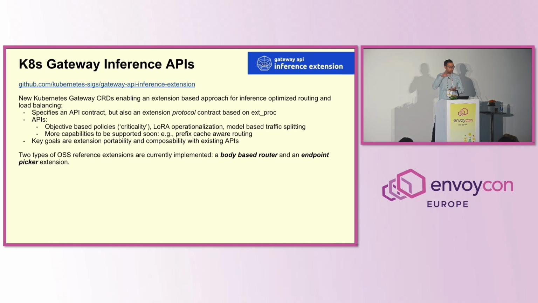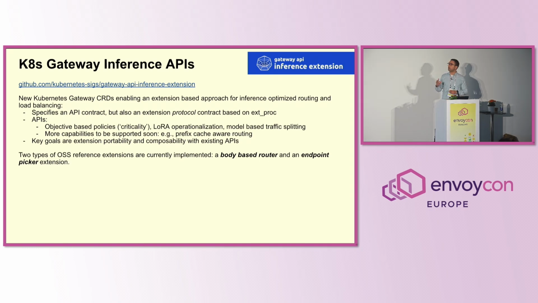And the APIs themselves, right, we have these objective-based policies currently around this notion of criticality, which is, do you have a critical, standard, or sheddable workload? There's also the ability to operationalize LoRA, which is a fine-tuning mechanism that allows the model server to dynamically load weights. And then there's also model-based traffic splitting as part of these APIs. And then we're also planning to introduce new capabilities soon, such as prefix cache-aware routing, which is another inference optimization where you're really trying to reuse the KV cache that I've discussed across multiple requests.